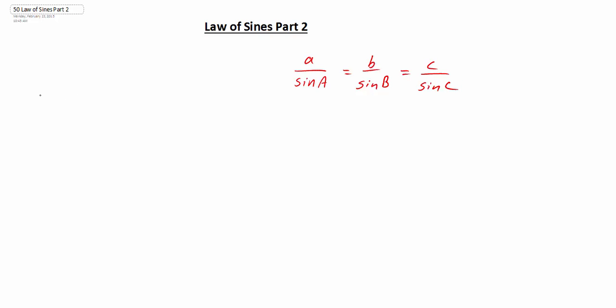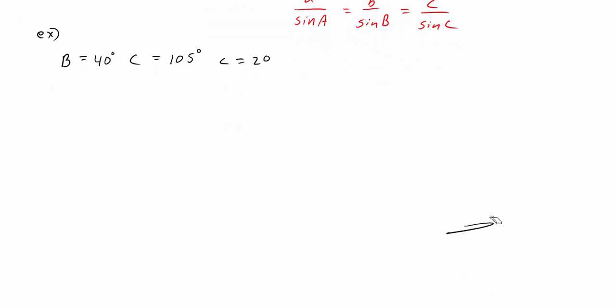So for this example, we're given that angle B is equal to 40 degrees, angle C is equal to 105 degrees, and side C is equal to 20. And we want to solve for the rest of the triangle. So first of all, we want to draw a sketch of our triangle. And once again, it doesn't have to be to scale. We just want to use it as a reference.